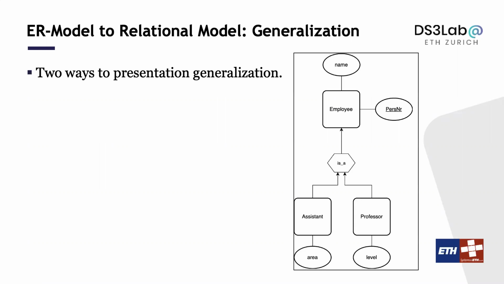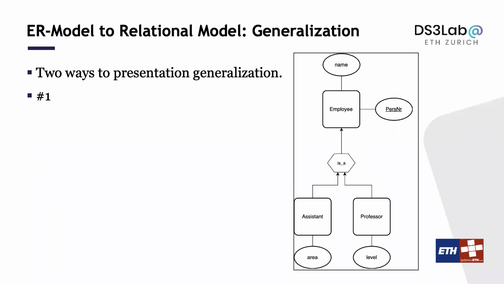Okay, generalization. So let's look at this example. You have three entity sets. I have assistant and professor, both of them are employee. This is the parent, and these are the children. For employee, I have name and a personnel number. For assistant, I have the area. For professor, I have the level. So how can we do the translation here?